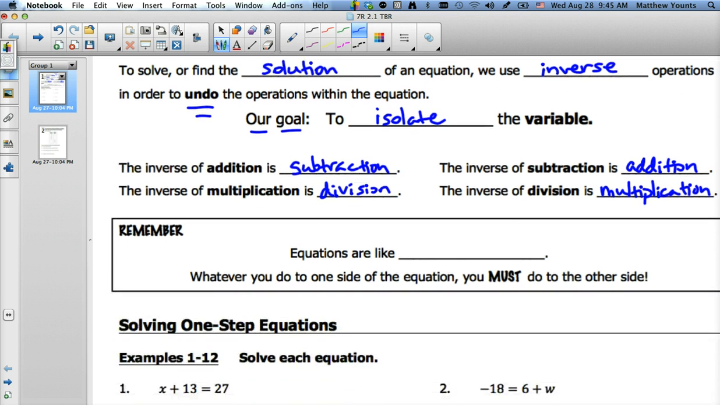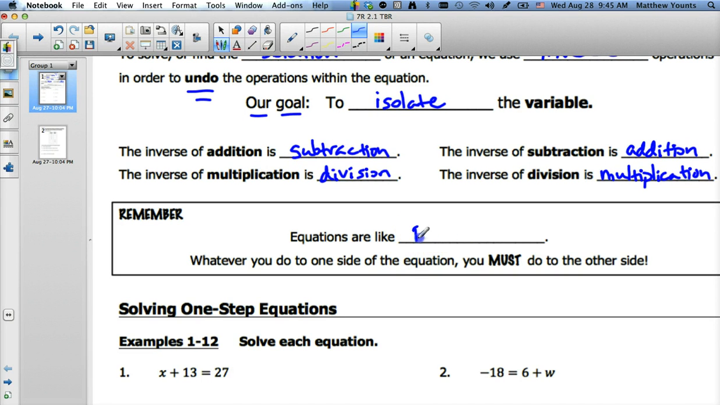and you also need to remember this, that equations are like balances. If you've ever used a balance in science class, a balance with a pan on this side and a pan on this side, in order to keep each side level with each other, you know that anything you add to one side, you have to add the exact same thing to the other. Anything you take away from one side, you have to take away from the other. The same thing is true when you have an equation. Whatever you do to one side of the equation, you must do to the other side.